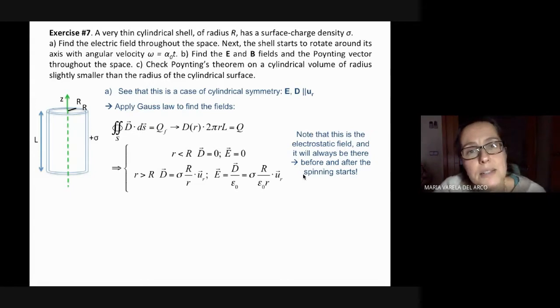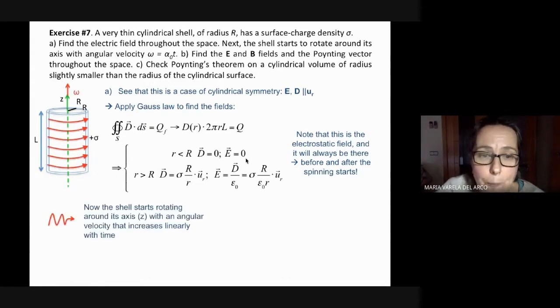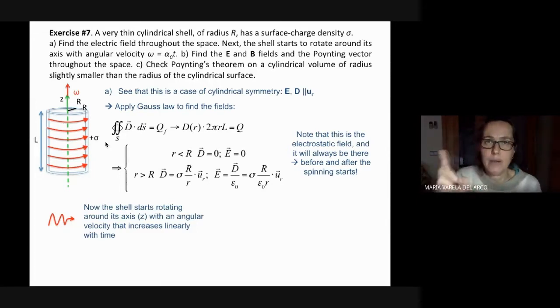All right. So that is the first part of the problem. That was the easy one. Now we have to find the electric and magnetic fields and the Poynting vector through the whole space. Now, know that the shell is rotating, you have to realize that if the angular velocity increases linearly with time, the problem is equivalent to having a solenoid where the intensity flowing on the loops, on the turns, increases linearly with time as well.